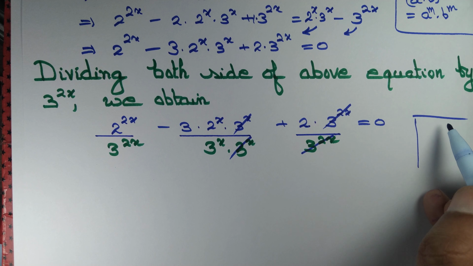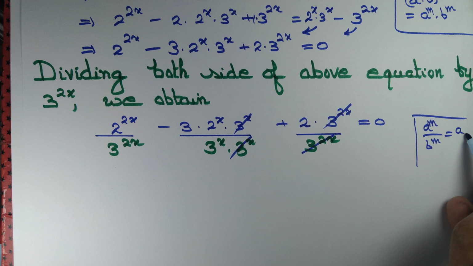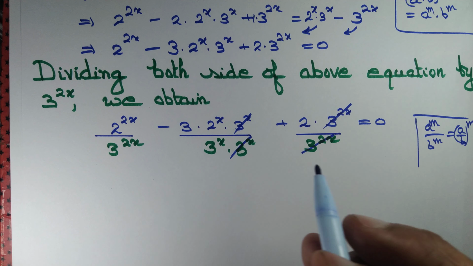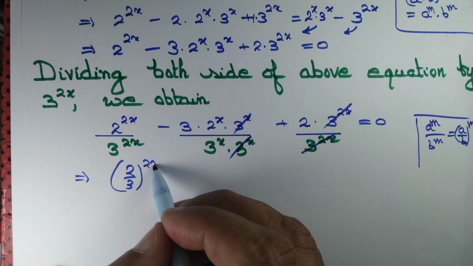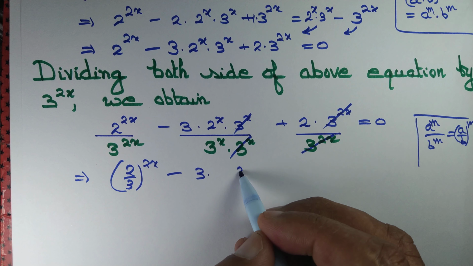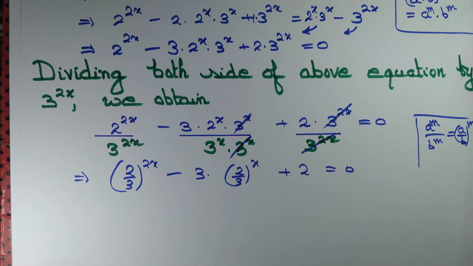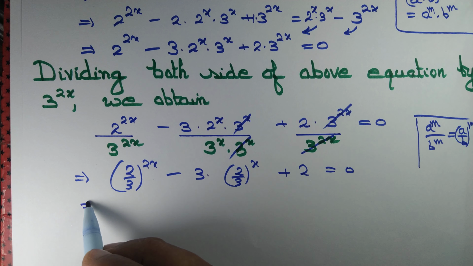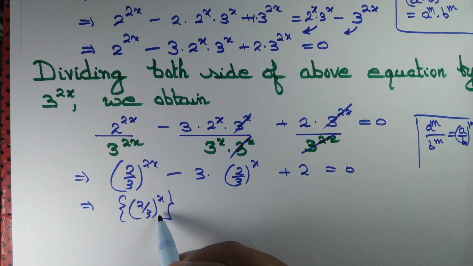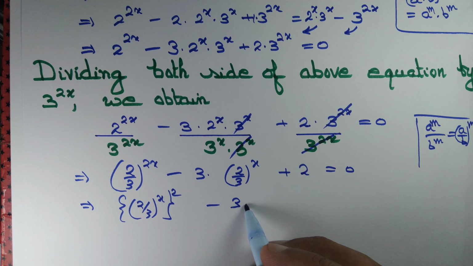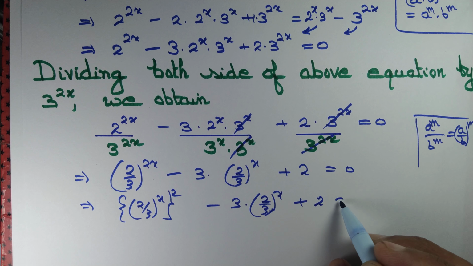Once again we will apply the law of indices. a to the power m by b to the power m is simply equal to (a by b) to the power m. So that gives us (2/3) to the power 2x minus 3 into (2/3) to the power x plus 2 equal to 0. That again, by law of indices, can be written as ((2/3) to the power x) whole square minus 3 into (2/3) to the power x plus 2 equal to 0.